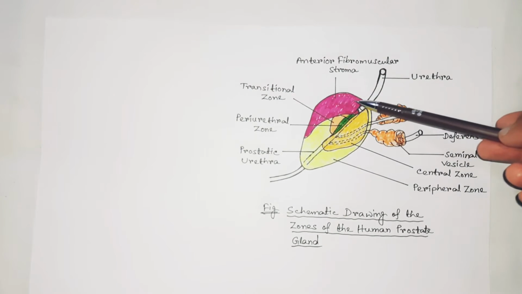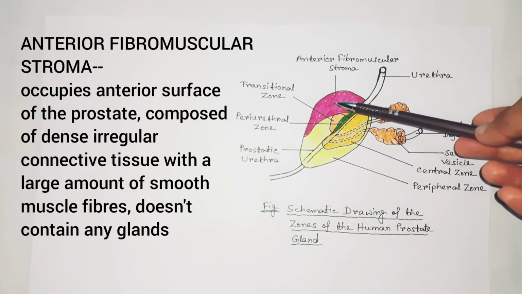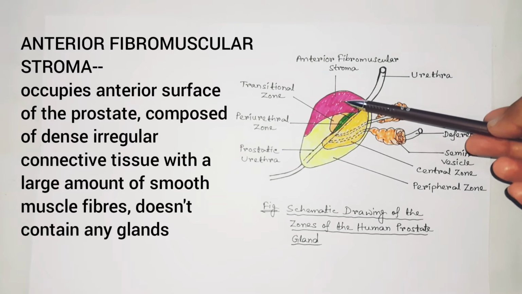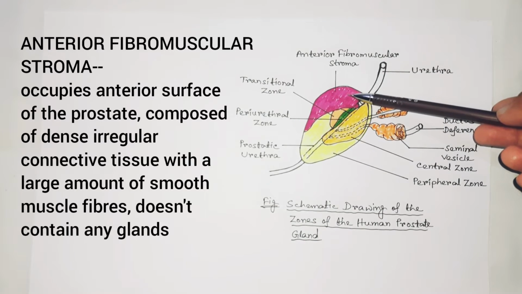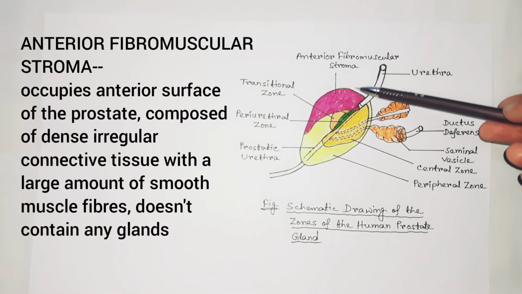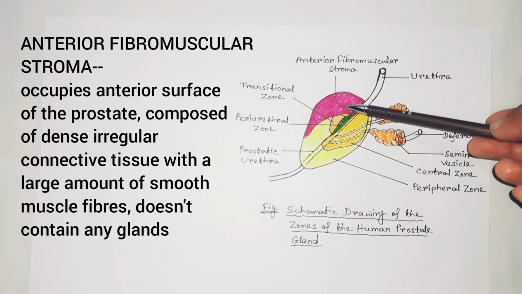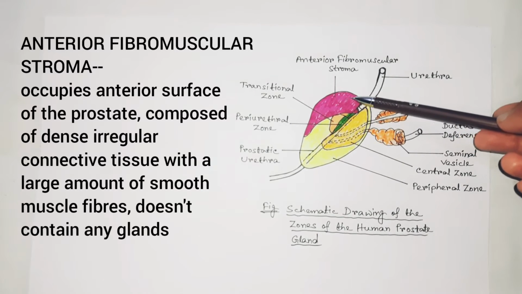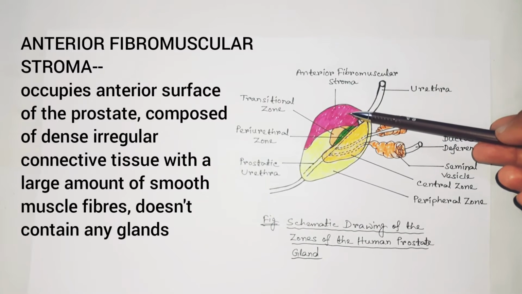There is another structure known as fibromuscular stroma. It occupies the anterior surface of the prostate gland. It is composed of dense irregular connective tissue with a large amount of smooth muscle fibers. This area of the prostate does not contain any glands.